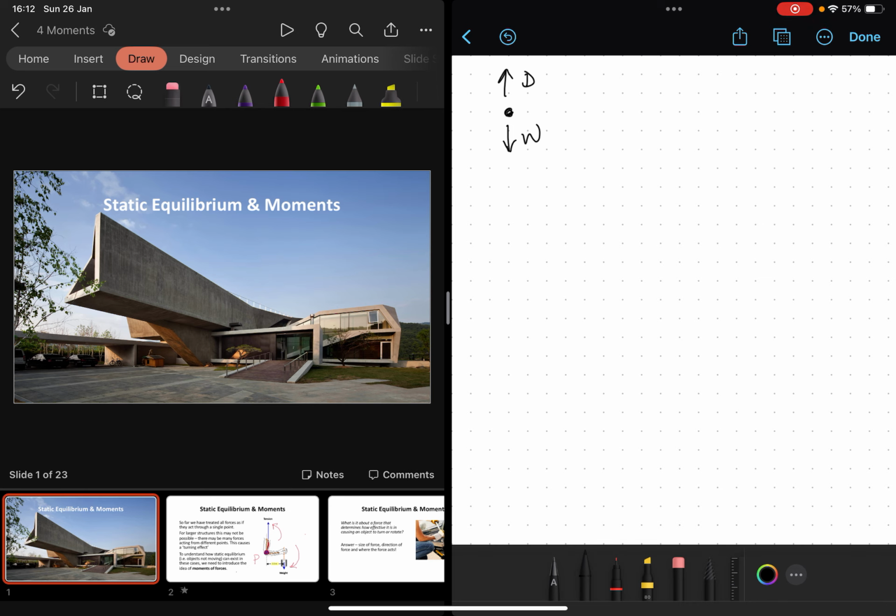And in fact, we might have a lot of different forces, all acting in different directions from different points on an object. And so working out what happens requires us to need to know something about moments.